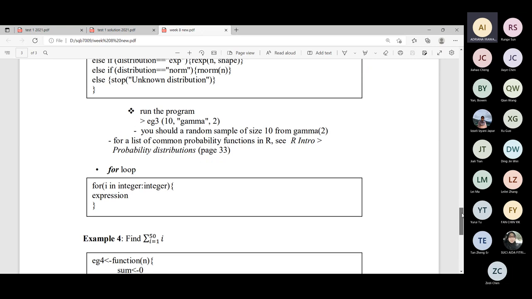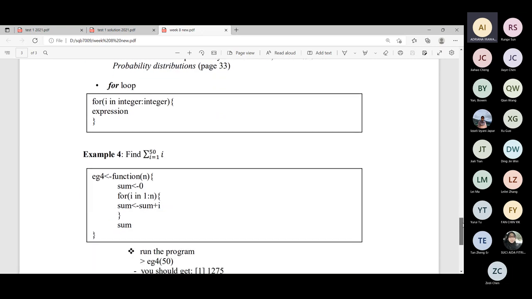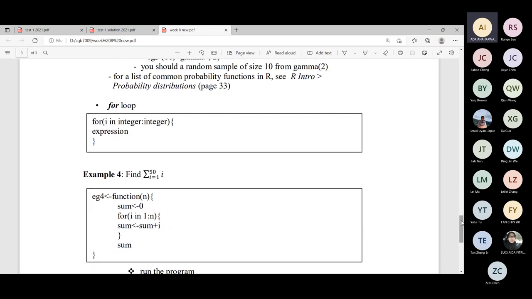And the last one is the for loop. The for loop is for i, from integer to integer, meaning the first integer is the starting value and the last one is your end value. For example, if you want to find the sum of i from 1 to 50, then for i in 1 to n. Here n is your input, and you can change it.